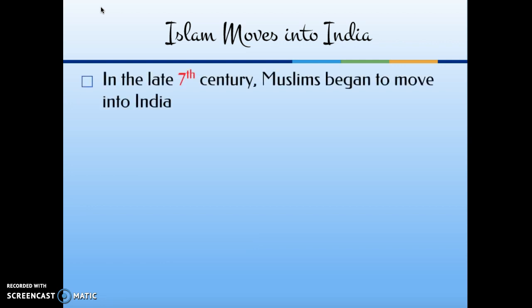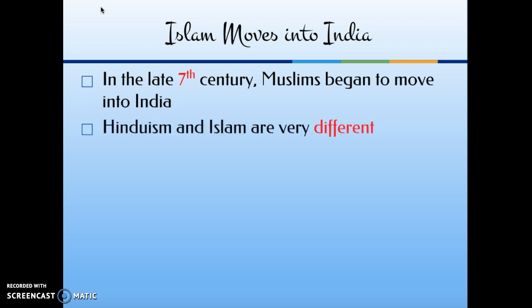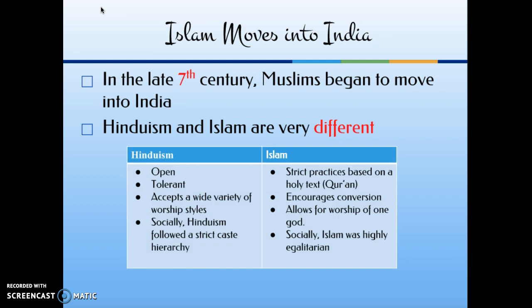By the late 7th century, Muslims began to move into India, and we've talked about this in other slides. And I know this is going to come as a big shock to you, but Hinduism and Islam are very different. So here are some comparisons. Remember, Hinduism, as we learned in the beginning of the year, is pretty open and tolerant. They see various avenues to truth. There's a wide variety of worship styles. Each region of India practices its own type of Hinduism. And socially, of course, we talked about the strict caste hierarchy.